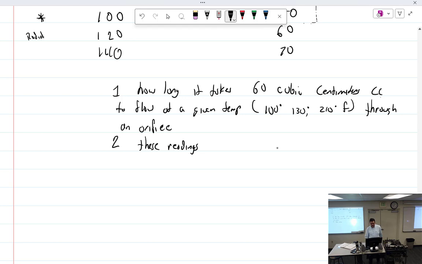These readings are then given a number, which is the number we just looked at.